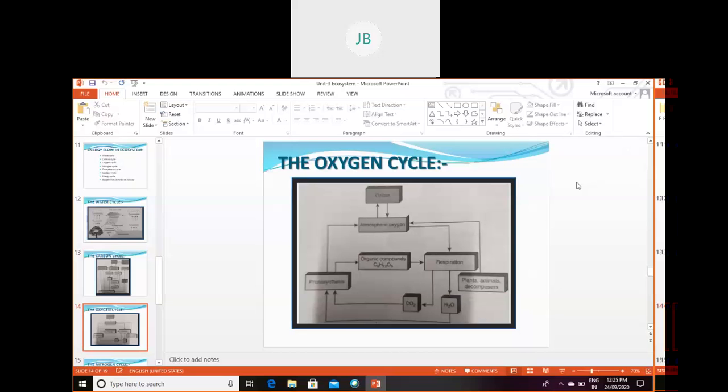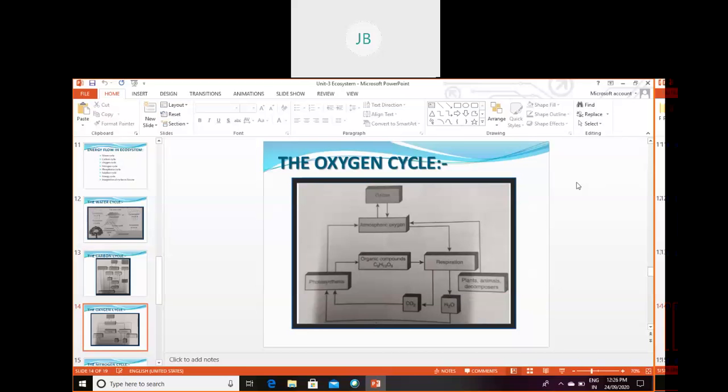See, oxygen is absorbed by plants and animals from the air during respiration, and plants return oxygen to the atmosphere during photosynthesis. So this links the oxygen cycle to the carbon cycle. Now you will ask, ma'am, how can a plant absorb oxygen? Plants also absorb oxygen during respiration. They release oxygen during photosynthesis.